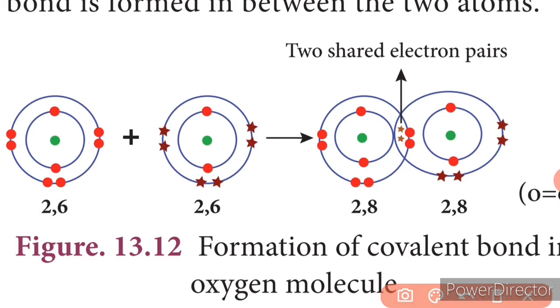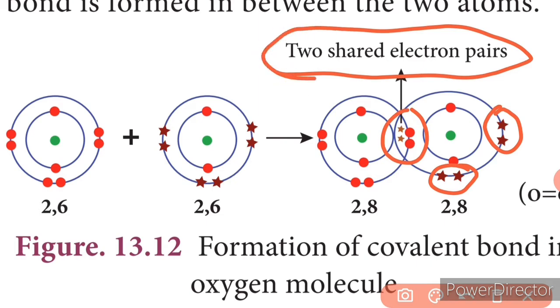Now if you count the outermost electrons, valence electrons for this oxygen atom, it is 2 plus 2 and 4, isn't it? So totally 8. Now you count for this oxygen atom, it is 2 plus 2, 4. Here you have 4 electrons, isn't it? So totally 8 electrons. So each attains a stable electronic configuration, that is, each atom has 8 electrons in its outermost shell by sharing 2 shared electron pairs, right?